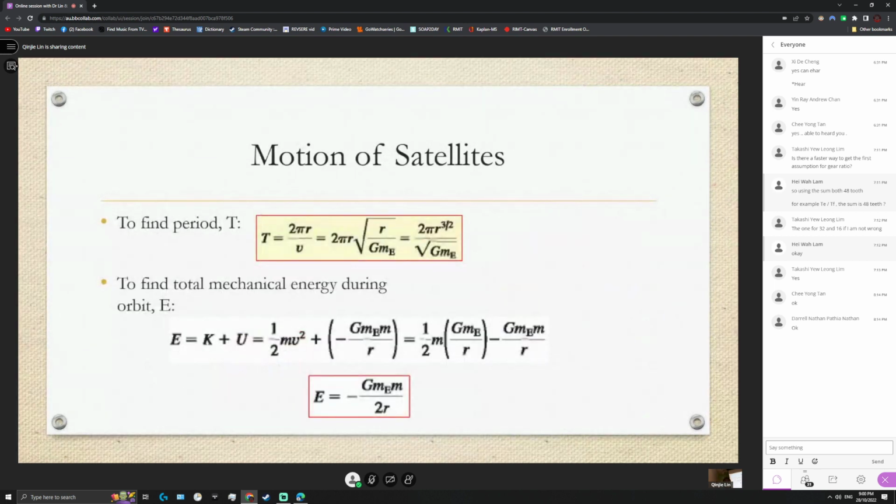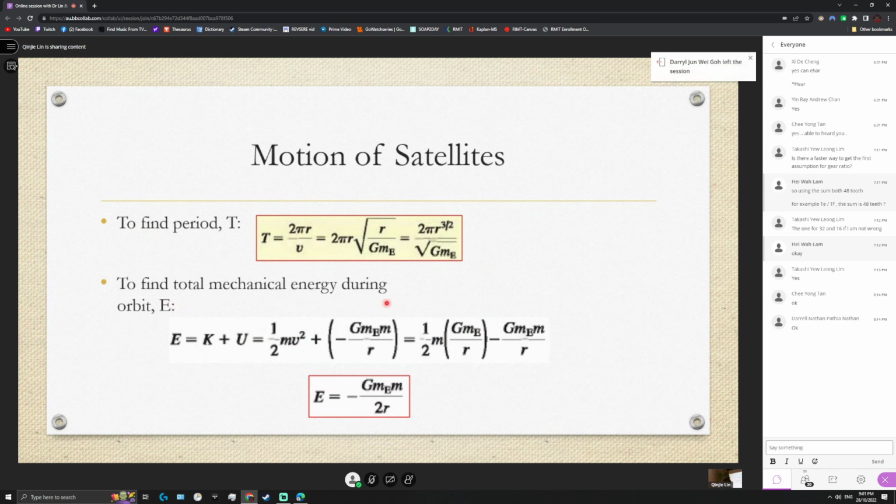And to find period, this is the equation. Period is your distance divided by velocity, same thing, this is circular motion. So 2 pi r is the circumference, which is the distance, then divided by the velocity. Velocity, we have gotten it from the previous slide. So basically, you just sub that in, you will get this expression here.